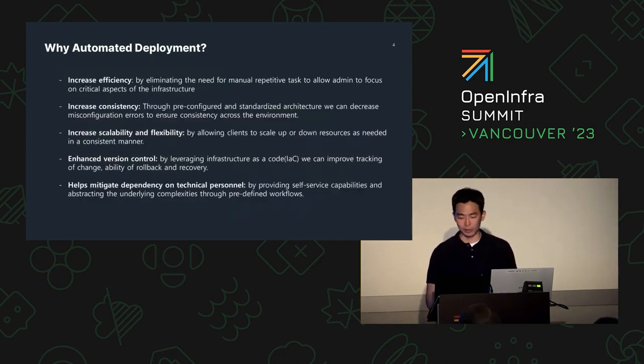So let's talk about the benefits of automated deployment. So first, it increases efficiency by eliminating the need for manual repetitive tasks, as I already mentioned before. And it also reduces the chances of human error and variations in the configurations. Second, it increases consistency and standardization. So it decreases the chance of misconfiguration, as I mentioned before, and errors in the components of OpenStack in the way you want to deploy it and the way you want to structure it in the environment.